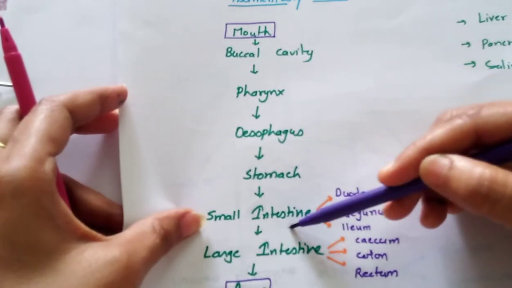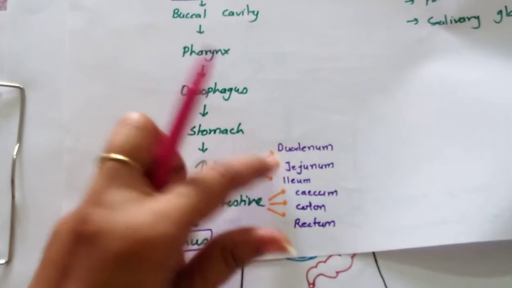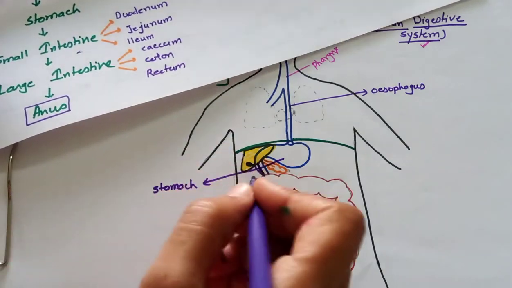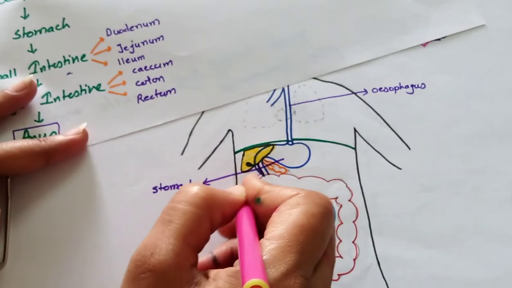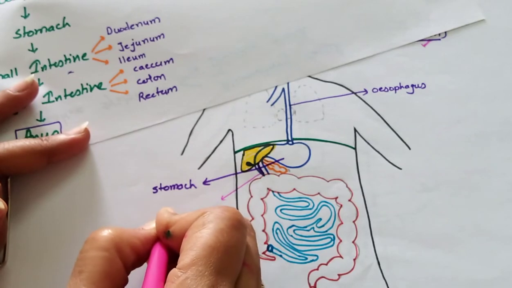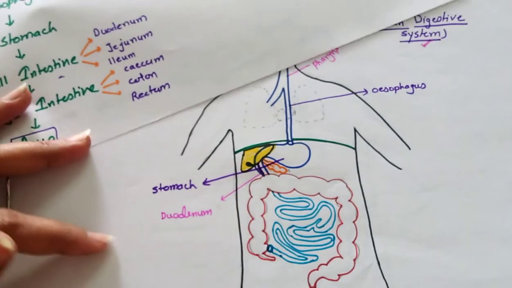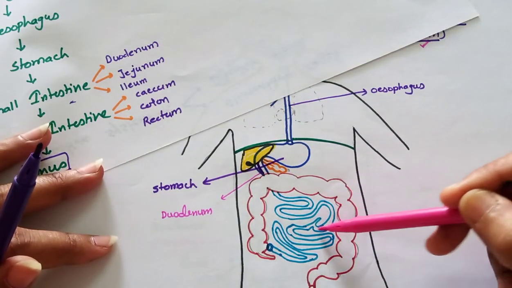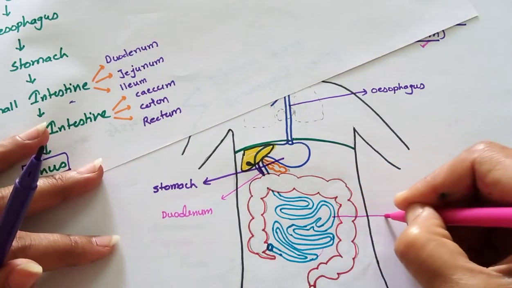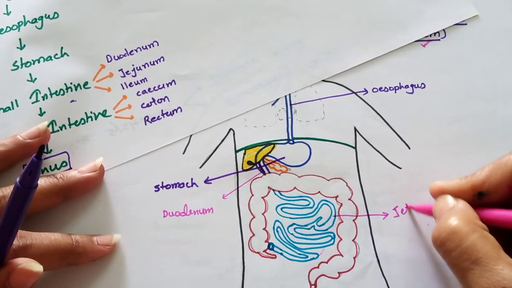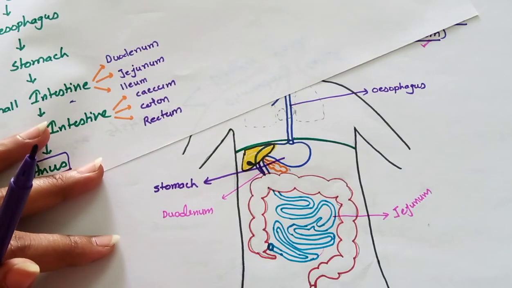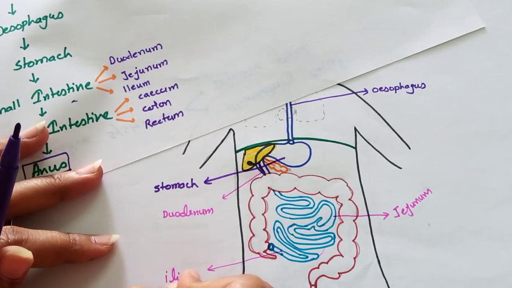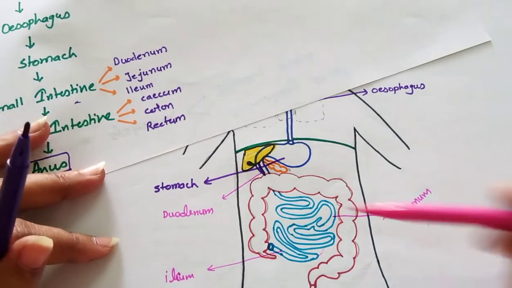Pharynx, esophagus, stomach, then the small intestine. So the first part is the duodenum. This C-shaped structure is called your duodenum. Okay, this is the duodenum, and then the duodenum enters the jejunum. This coiled structure is called the jejunum, and now the jejunum enters the ileum. This is called the ileum. So this is your small intestine.